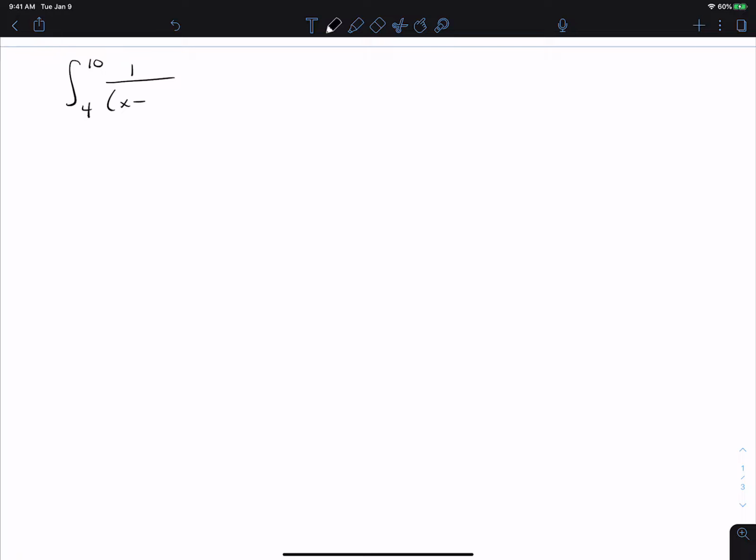I want to start by looking at an example. Let's look at the integral from 4 to 10 of 1 over (x minus 4) squared dx. When we're doing this problem, it helps to think of the problem graphically. The reason this is an improper integral is because the function that we're integrating is discontinuous at 4.